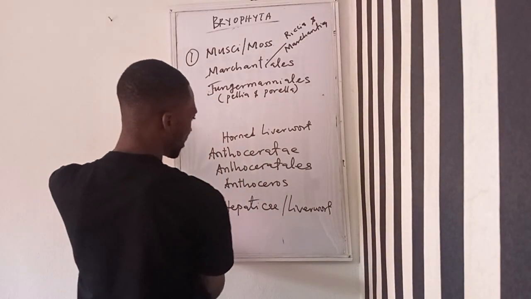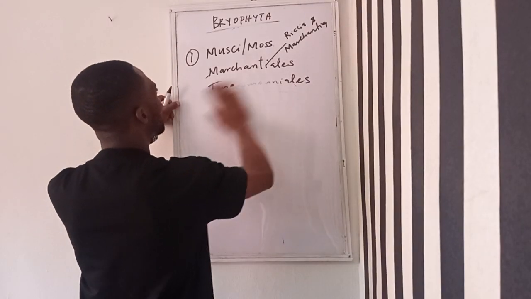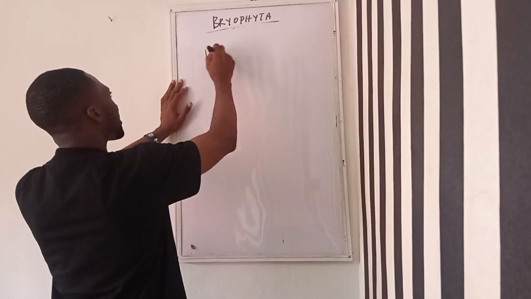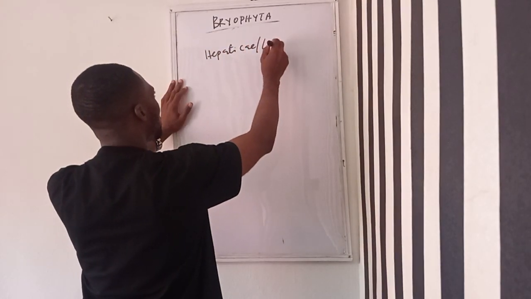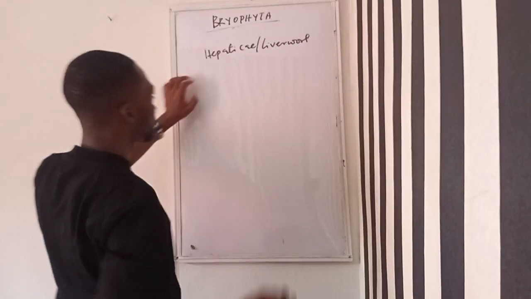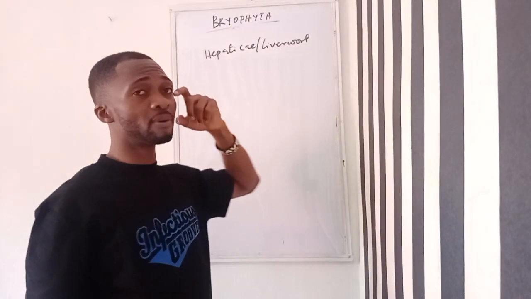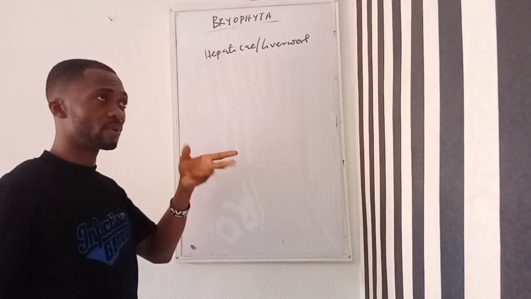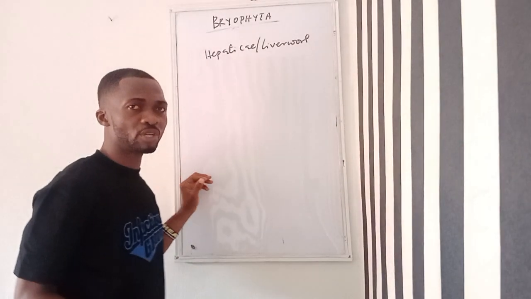Under this one, which is the last one, Hepaticae, or liverworts. Hepati means liver. You can also see it in the common name liverwort. So that means that this group of plants have a leaf-like structure that assumes the shape of a liver.